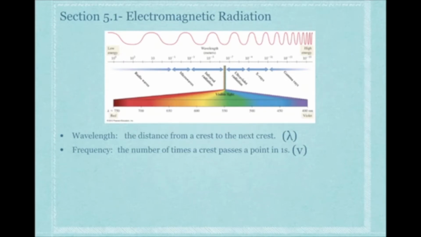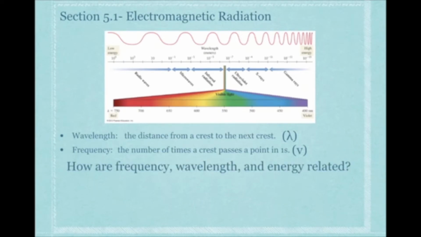So let's talk about the relationship between wavelength, frequency, and energy. How are they related? Well, wavelength and frequency are inversely related, meaning the higher your wavelength, the smaller your frequency. For example, if you look at the very top again, on the far left, those have large wavelengths, but the number of times that a crest is going to pass a point is much less than as you move to the right and you have higher frequency. So wavelength and frequency, when one goes up, the other goes down. That's an inverse relationship.